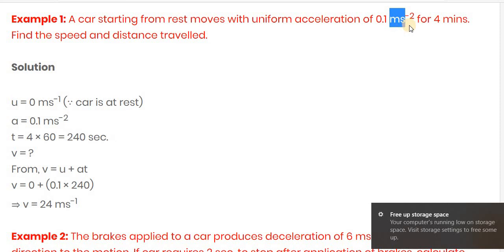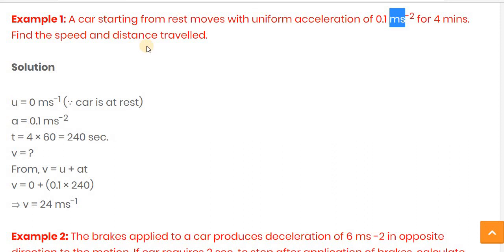Here meter per second is given, so we have to convert minute into second. So 4 into 60 for the conversion to seconds, and we get 240 seconds. Here what do we have to find? We have to find the speed and the distance. How can we find it? For that we require the final velocity too. As we have the formula v is equal to u plus at, that we already derived in this video only.